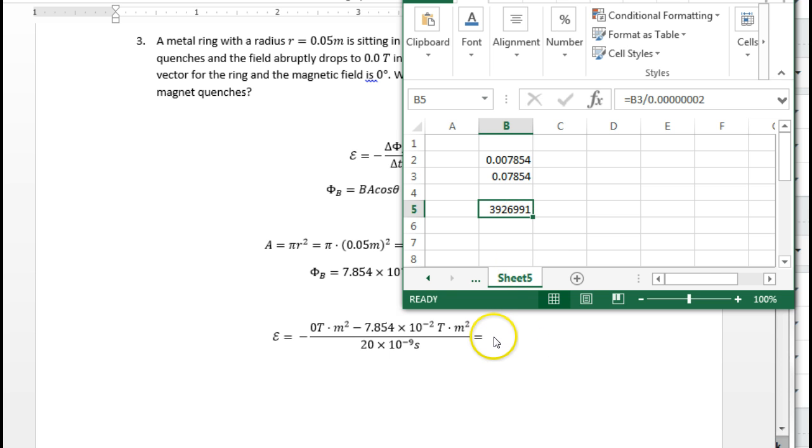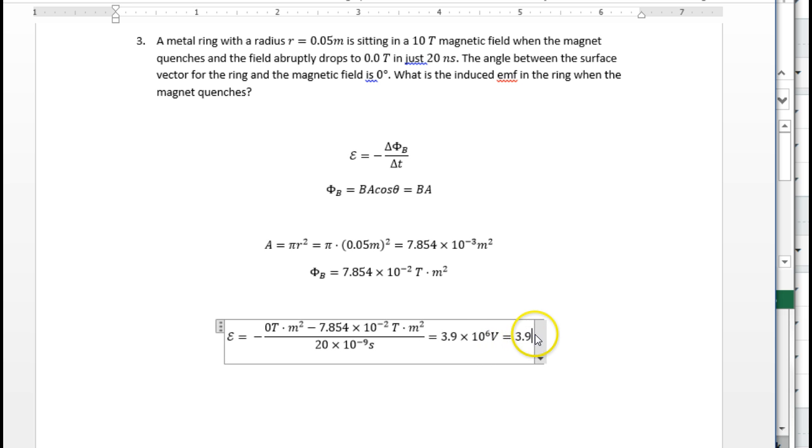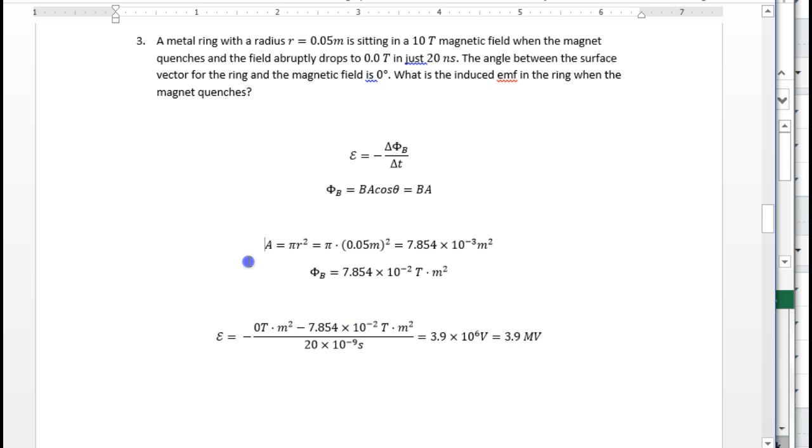So I'm going to go with 3.9. I'm not going to worry about the rest. It's 3.9 times 10 to the 6th volts. It's 3.9 megavolts. 3.9 megavolts induced in the ring. And that's the end of problem 3.